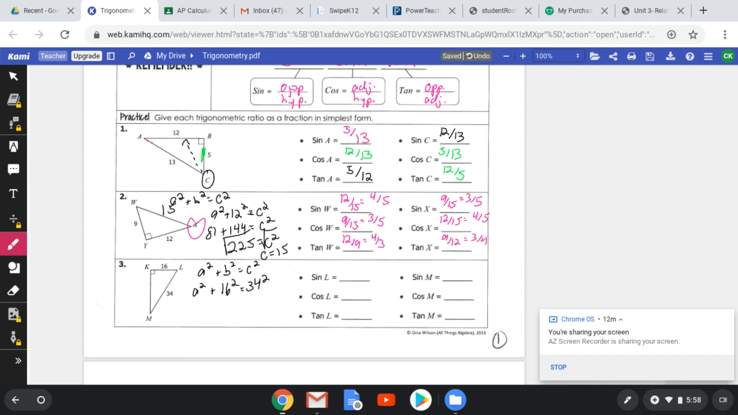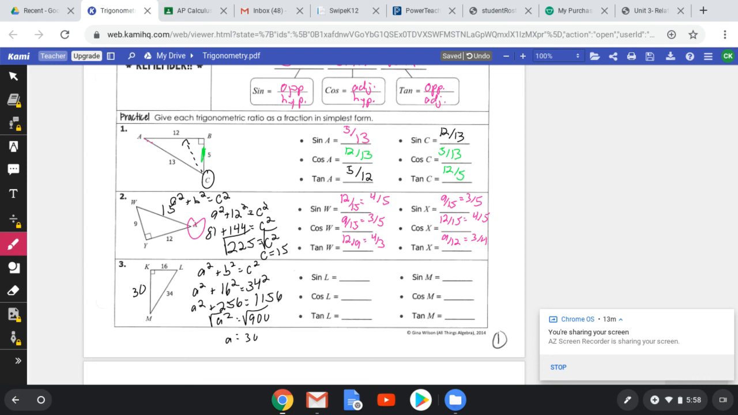So then I would just do the math. 16 squared is 256. 34 squared is 1156. I'm going to subtract 256 from both sides. I'm going to get 900, and then I'm going to take the square root of 900, and I'm going to get 30. Alright, once you found that, that was really the difficult part. Now you just do the ratios.